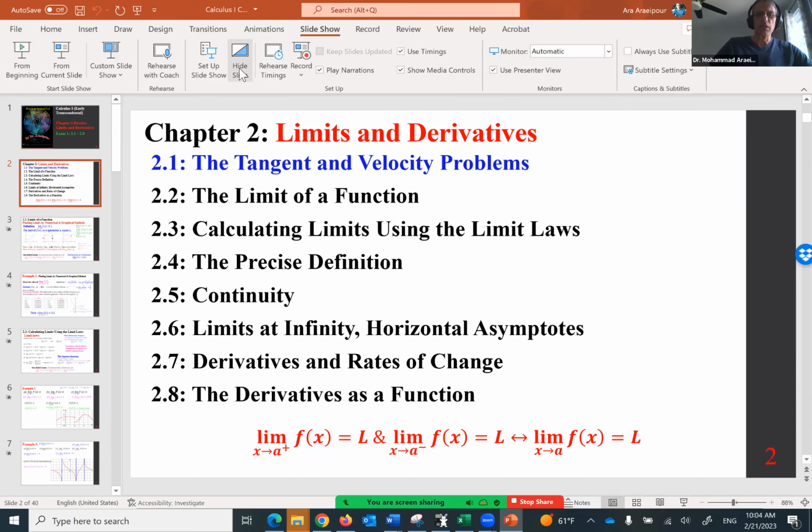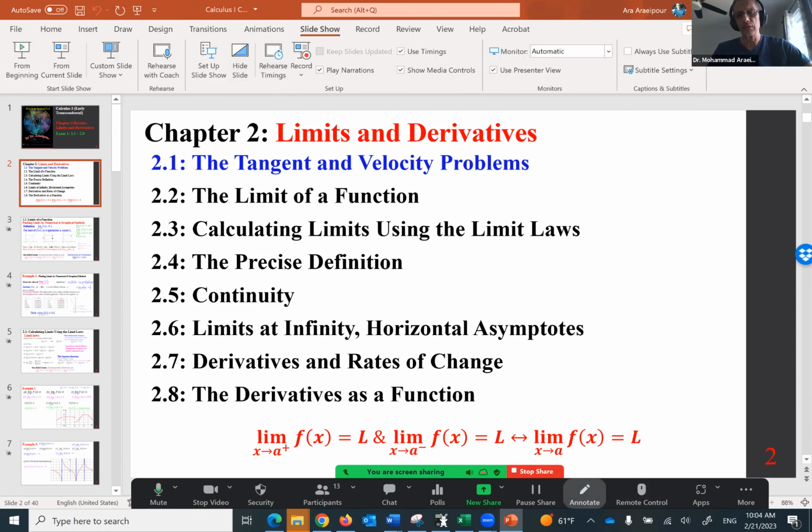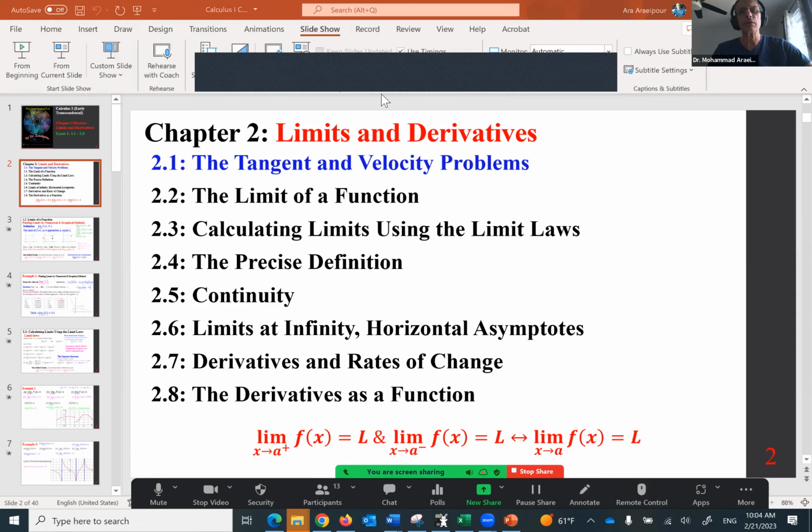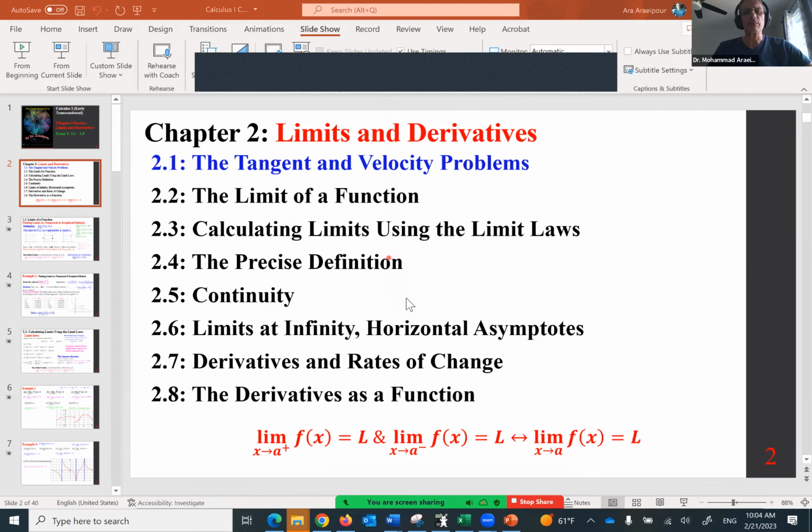So these are the sections covered in, just grab the annotation for now. These are the sections we're going to cover: the tangent and velocity problems, limits of a function, calculating limits using the limit laws, the precise definition, continuity, limits at infinity, horizontal asymptotes, derivatives and rates of change, the derivative as a function.